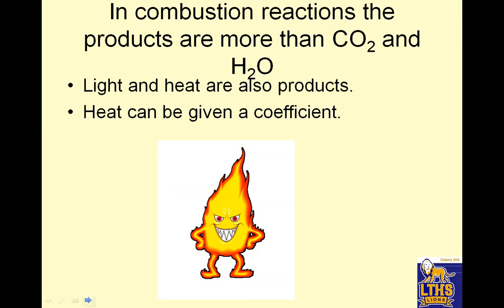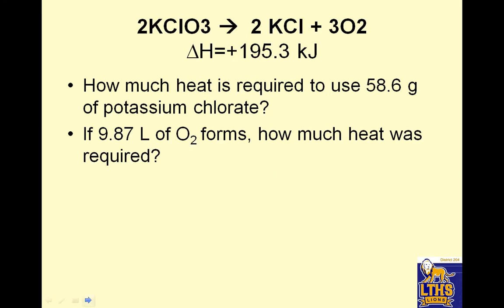In combustion reactions, changing gears here, the products are more than CO2 and H2O. Light and heat are also products. Heat is a product or reactant in pretty much every reaction. Heat can be given a coefficient. So let's see what that looks like. If delta H is positive 195.3, what the positive means, if you recall, is that heat is on the left-hand side. What the 195.3 kilojoules means is that the coefficient is 195.3, and the unit is kilojoules. We're going to treat that just like any other substance in a reaction.